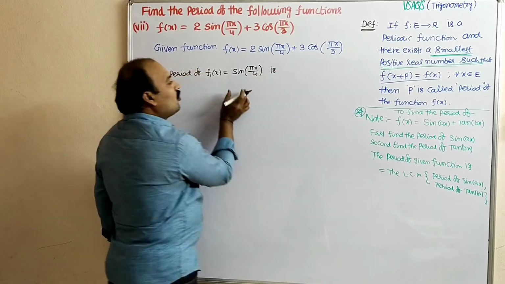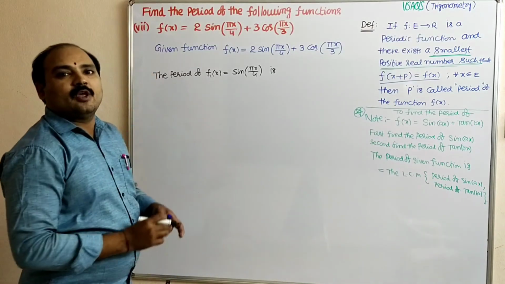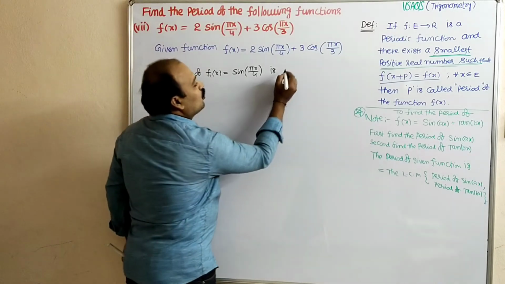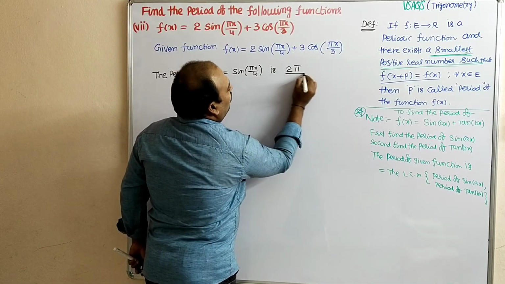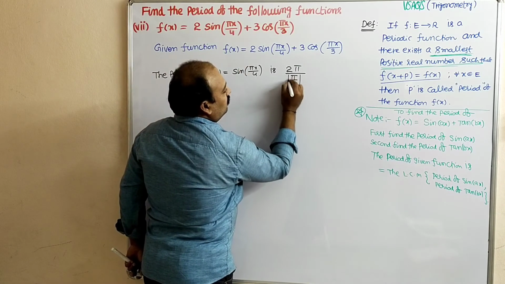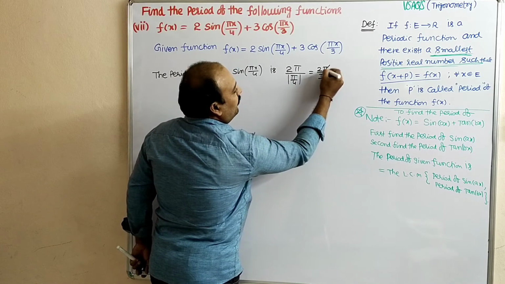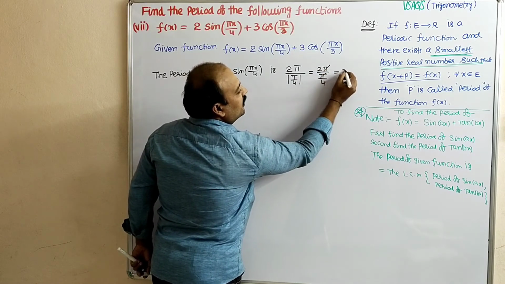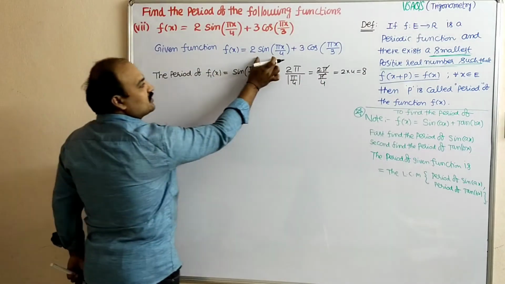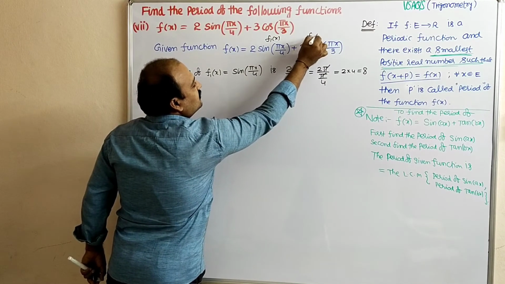is, for sin ax, what is the period function? We know that the period of sin ax is 2 pi by a. So 2 pi divided by a value, which is here pi by 4. So it is equal to 2 pi divided by pi by 4. Pi gets cancelled, denominator of denominator 2 into 4, which is equal to 8. So the first function, this is f1 of x, and we are assuming this is f2 of x.